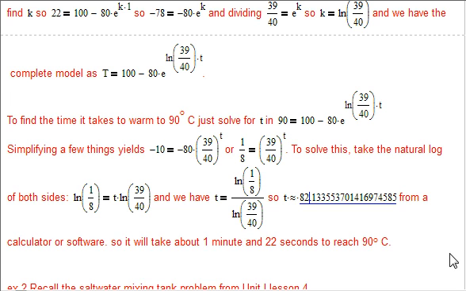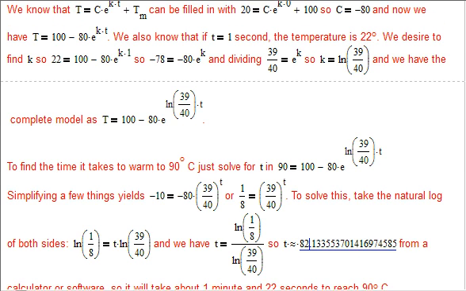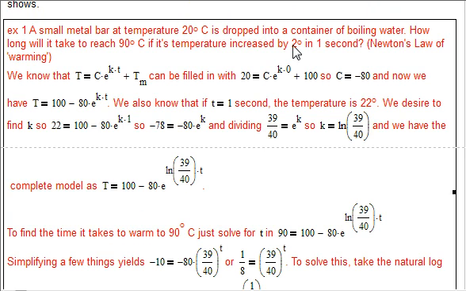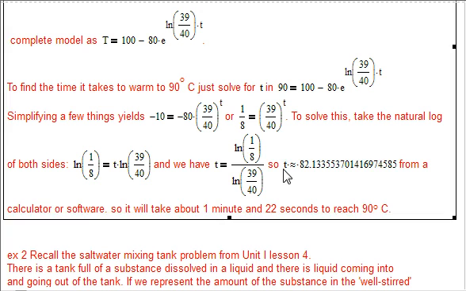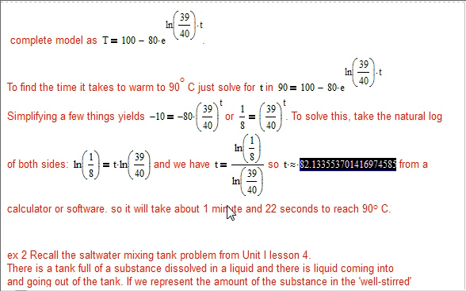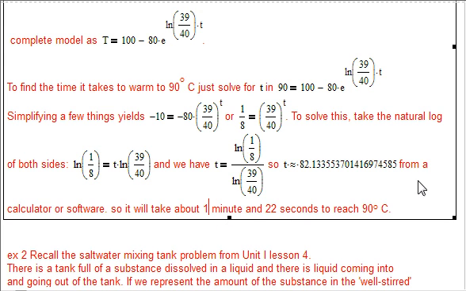So it'll take, I'm sorry, that's not minutes, that's seconds. Because if you recall, we got our 2 degrees up in 1 second, so seconds is our unit of time, and so this would be 82 seconds, so that's about 1 minute and 22 seconds to reach 90 degrees Celsius.